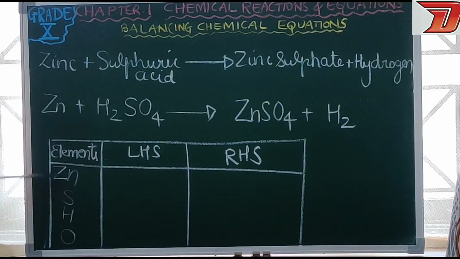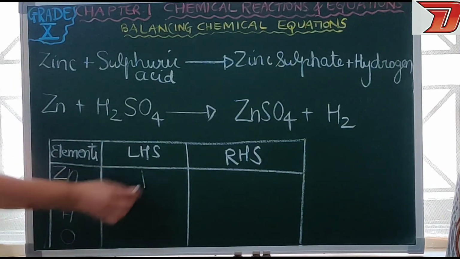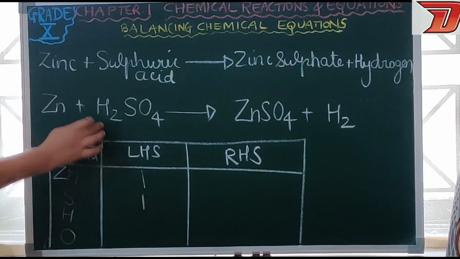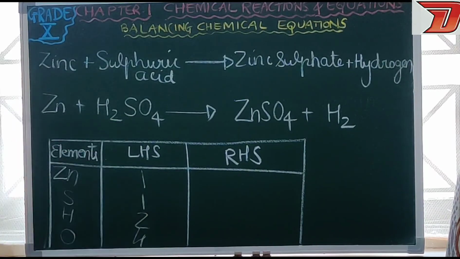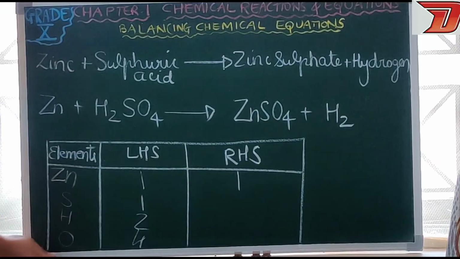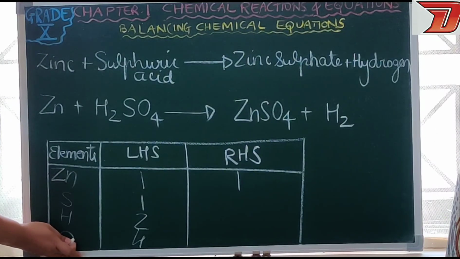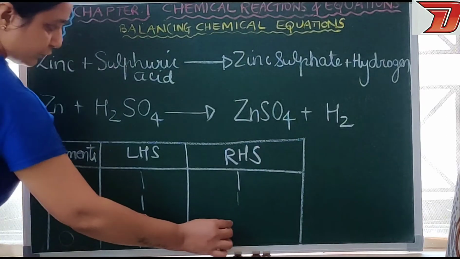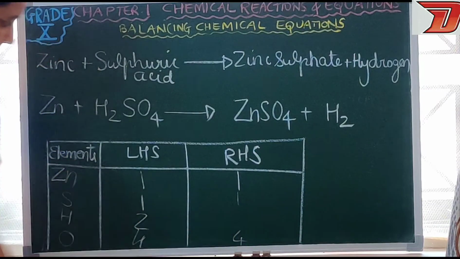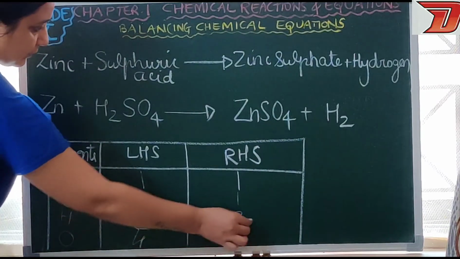So let us start with zinc. How many zinc atoms are there? Only 1. What about sulfur? 1. What about hydrogen? 2. And oxygen? 4. Right? Same to the right side of the same elements. How many are there of zinc? Only 1. Sulfur? Only 1. Oxygen? 4. And hydrogen? 2.